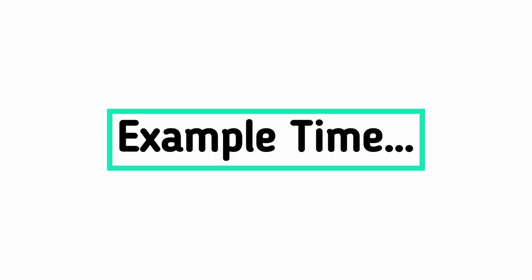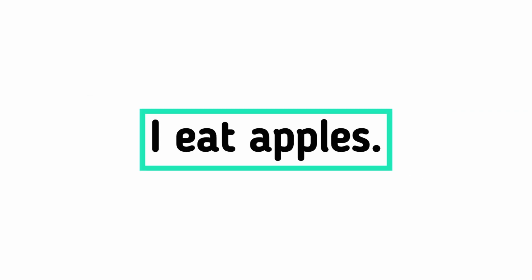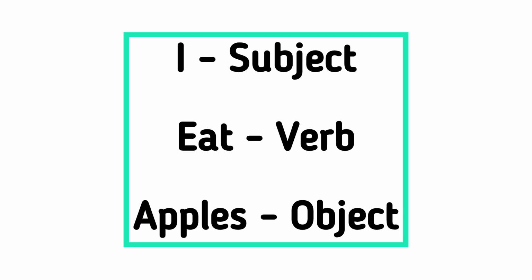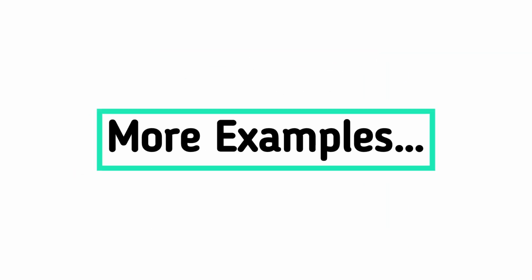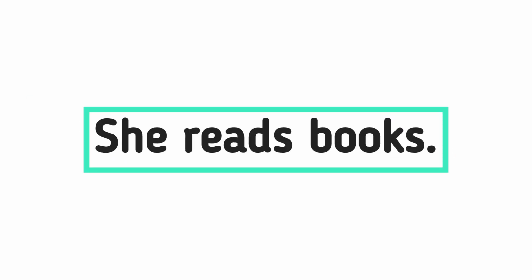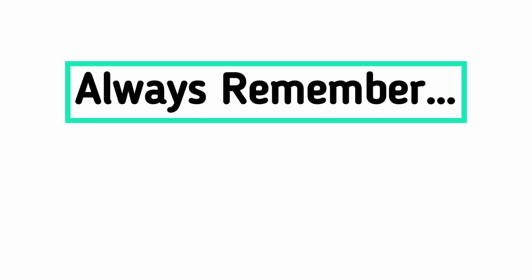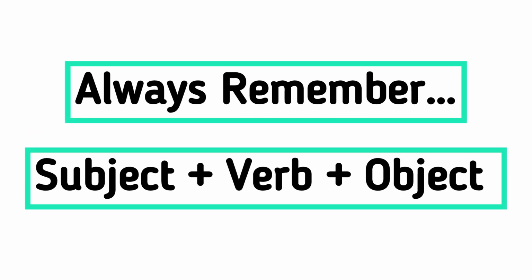Let's take a simple example. I eat apples. I is the subject, that's me. Eat is the verb, that's what I'm doing. Apples is the object, that's what I'm eating. See how quick that was? Let's try another. She reads books. They play cricket. Remember, subject plus verb plus object.